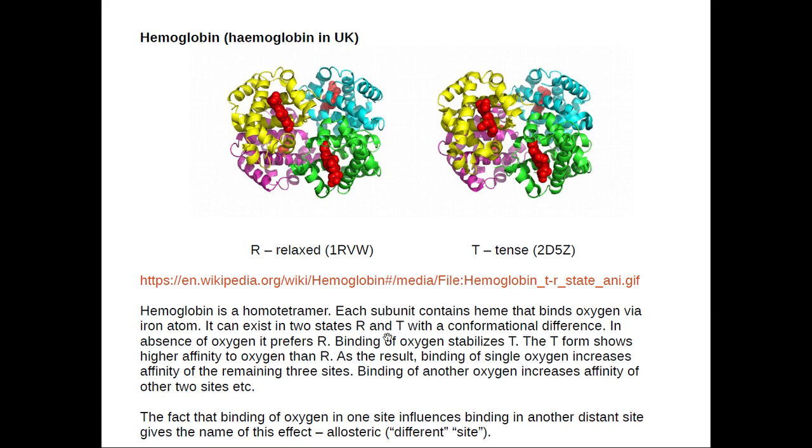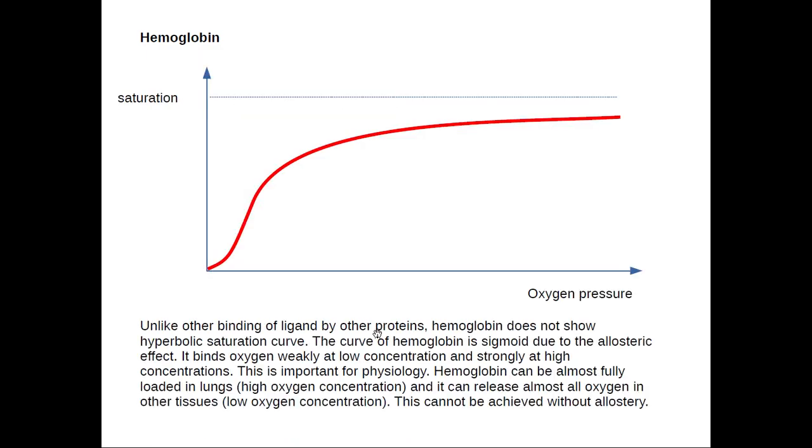And there is a different affinity between these 2 states for oxygen, and as a result, the binding of oxygen to hemoglobin is not the same all the time. The strength of binding is not the same for all concentrations of oxygen, but it changes with the concentration of oxygen. I will show it on this slide. This is very important.